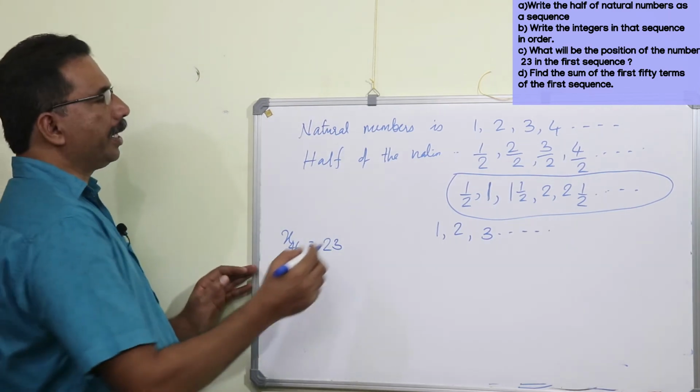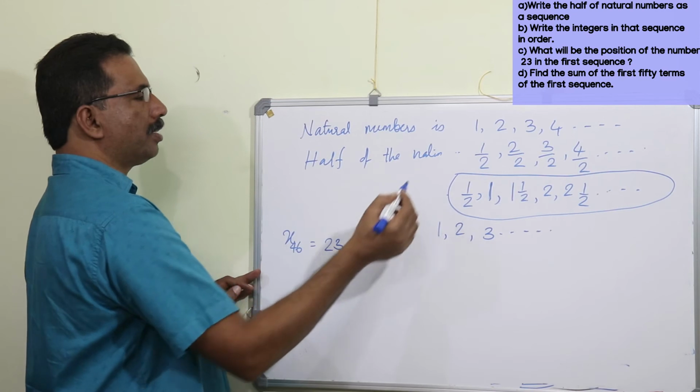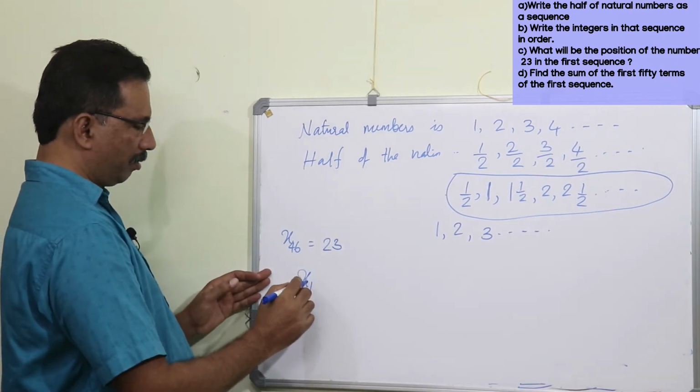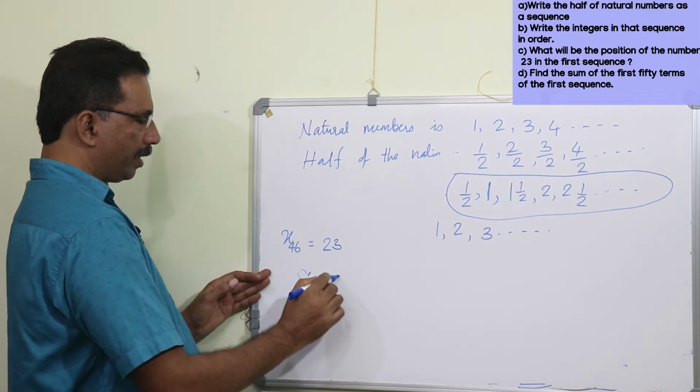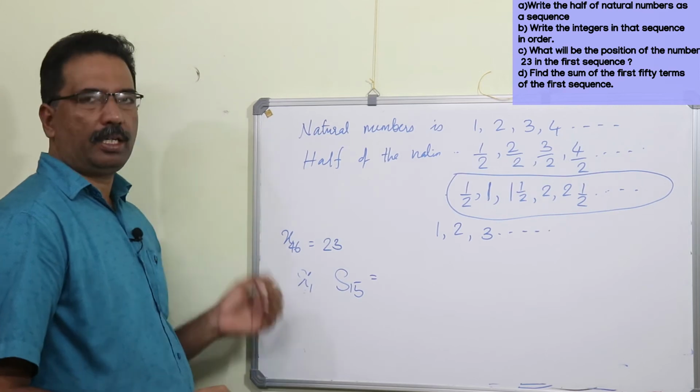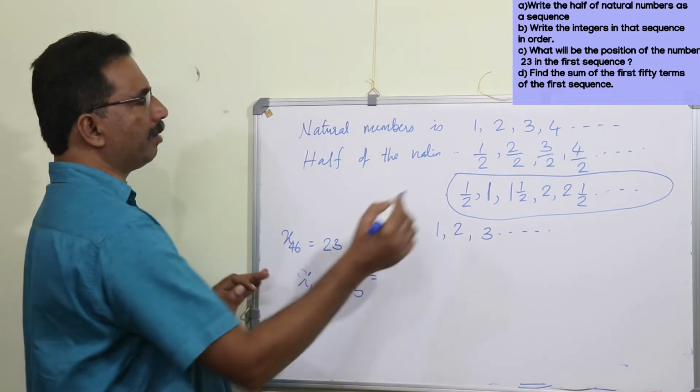Next we have to find this: this is the first sequence. The sum of the 15 terms of this sequence, S15.